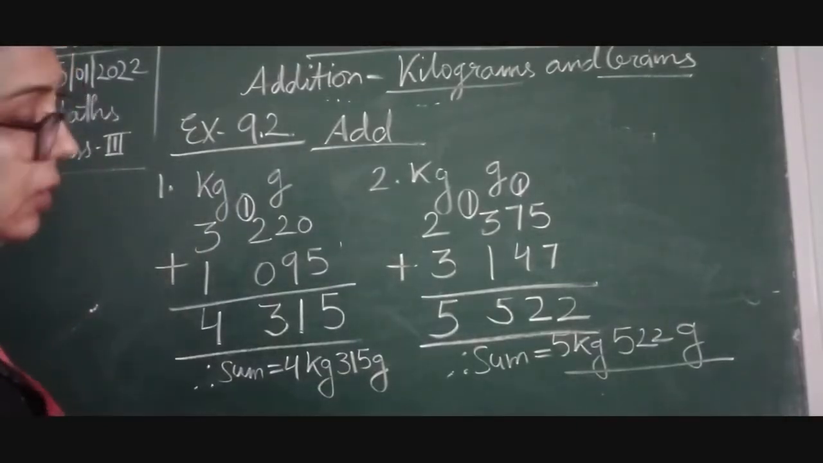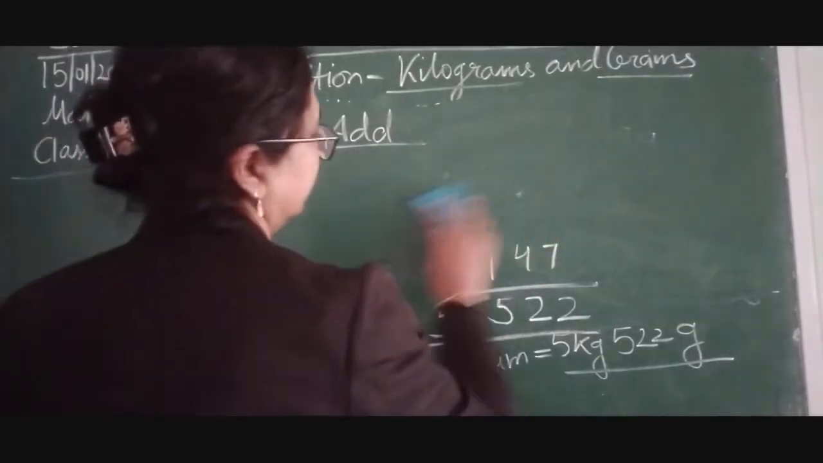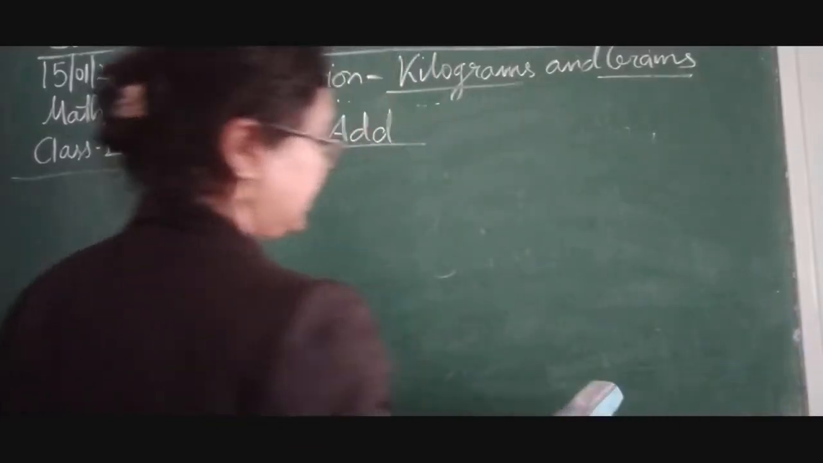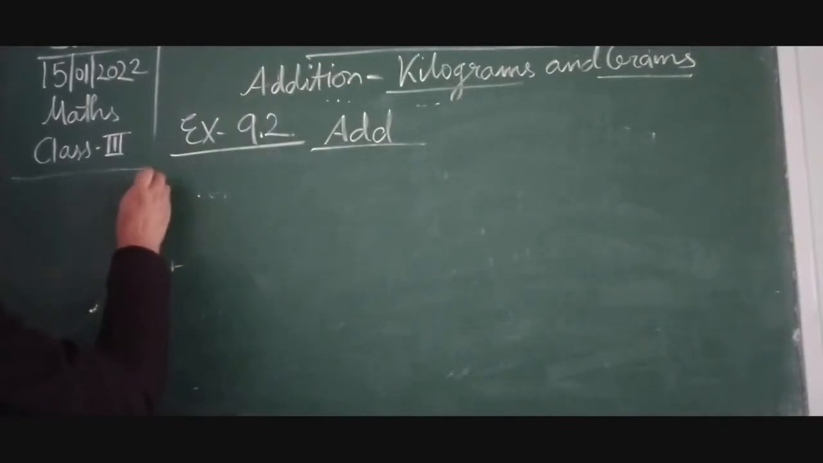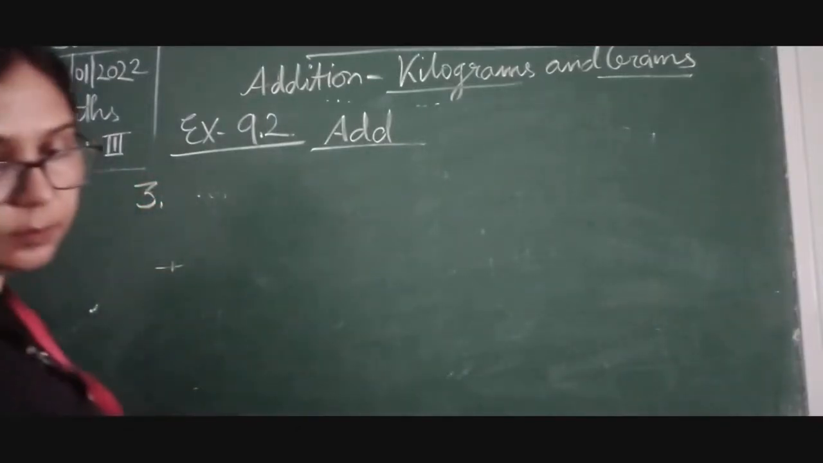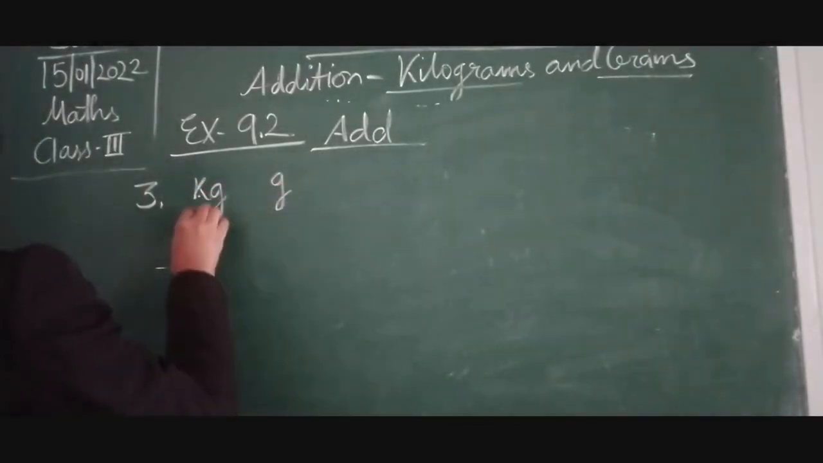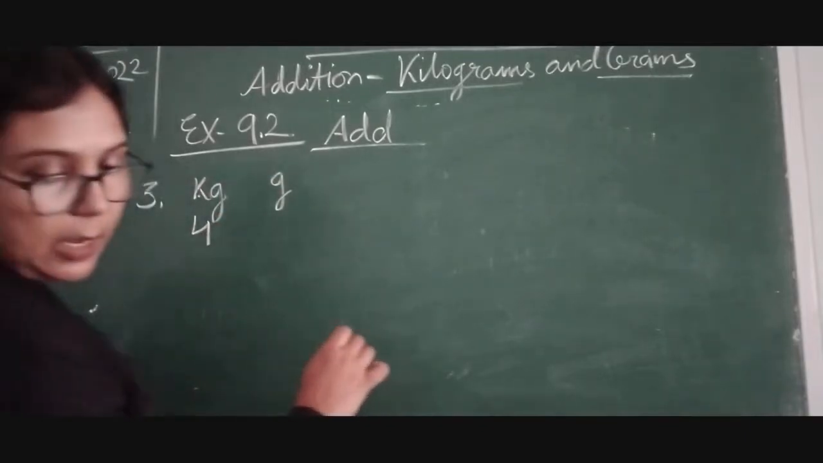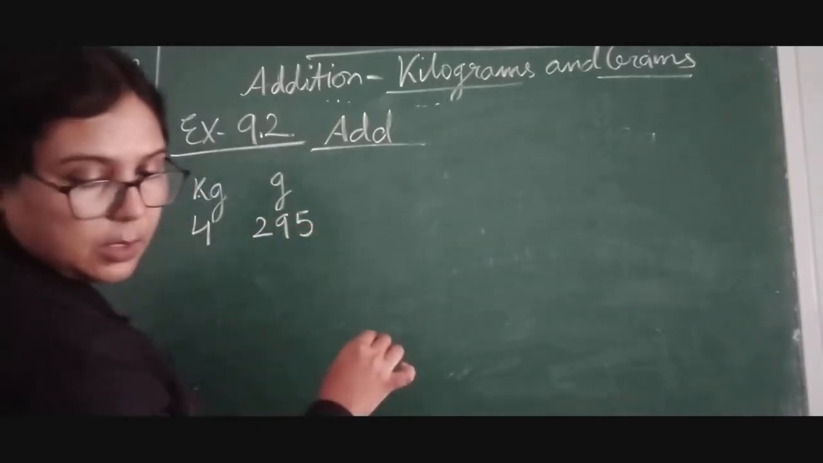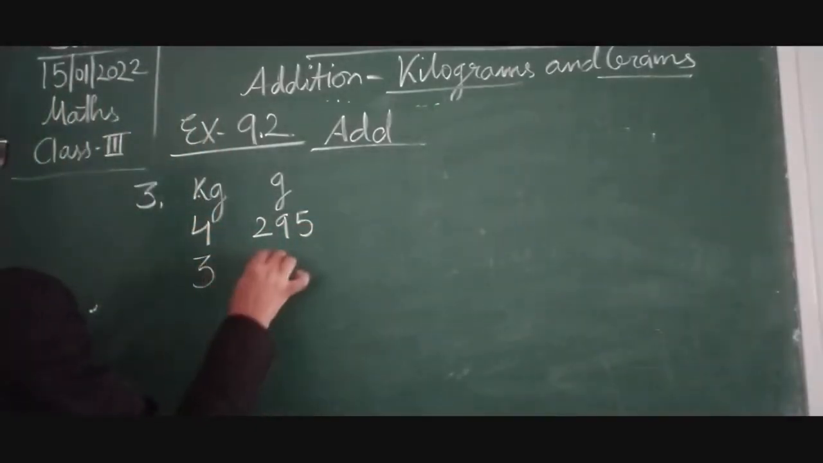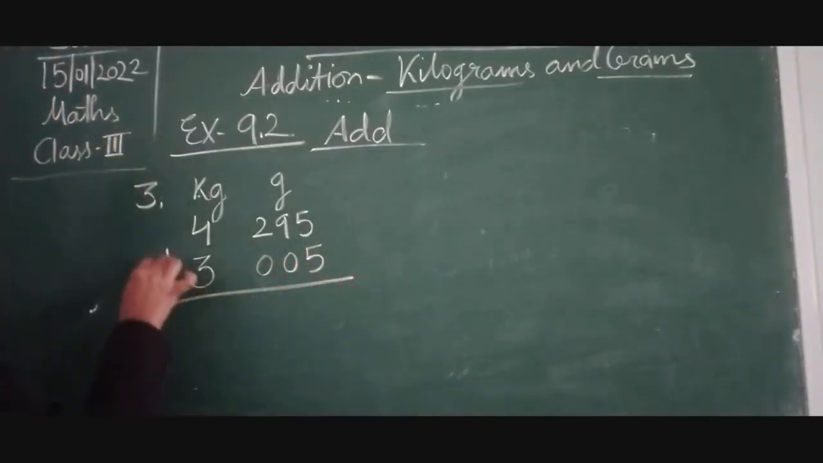Now 1 and 2 we have solved. Now number 3 we are going to solve, children. Number 3 is 4 kg and 295 gram. Now this is 3 kg 005 gram. Okay, just add it.